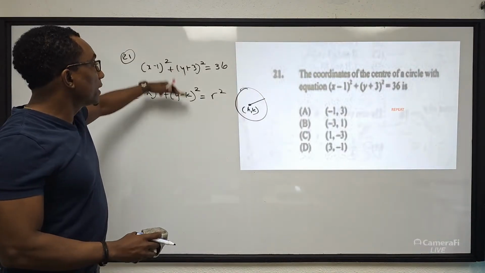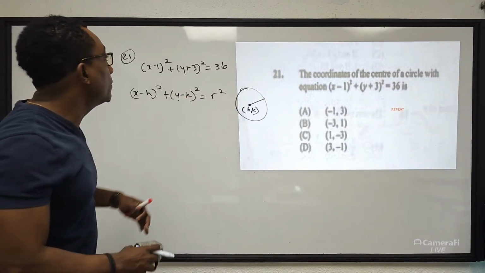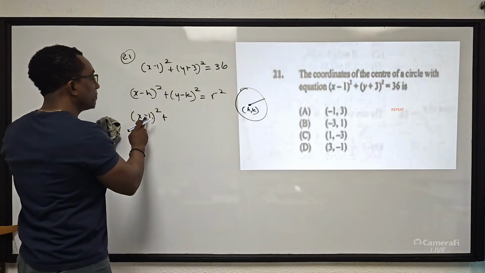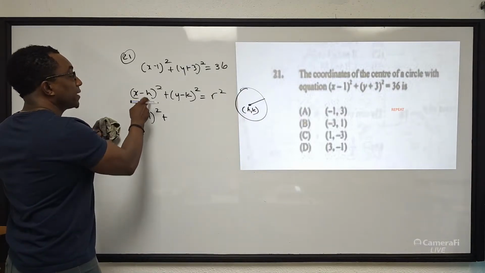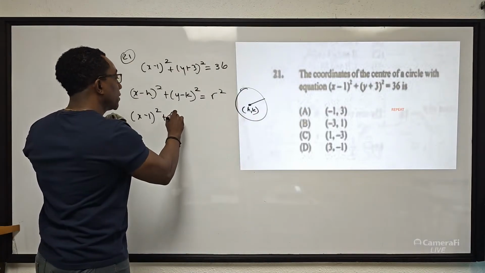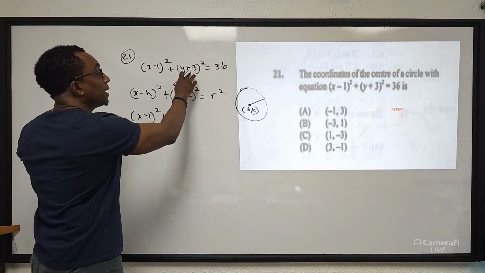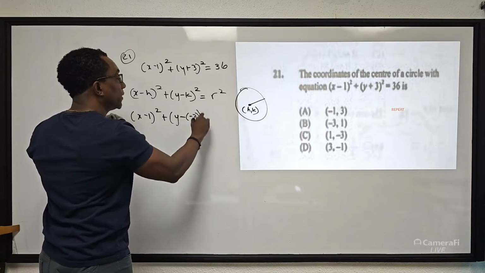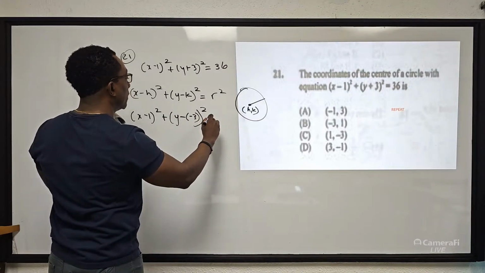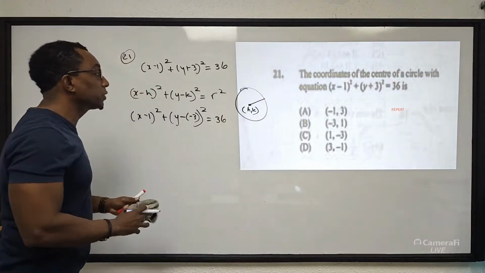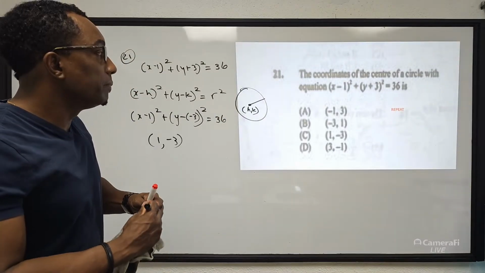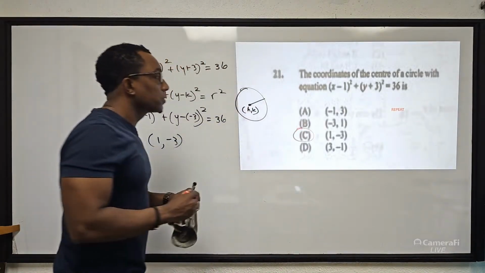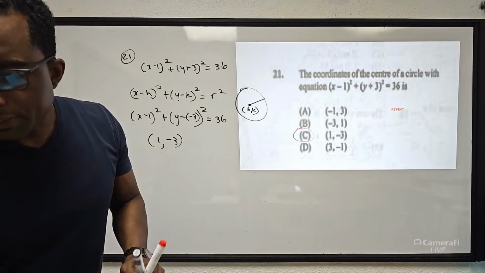So we want this equation just to mimic the general form. So this will be (x minus 1) in brackets all squared. So I have my x, I have my negative sign, so h automatically is 1, plus y plus 3, so I'm going to rewrite it as y minus negative 3 in brackets all squared is equal to your 36, good, which corresponds to r squared. The center will be C, (1, negative 3). So 21 is C.